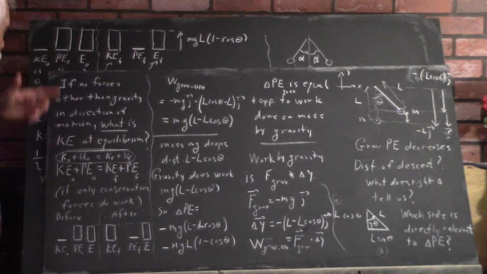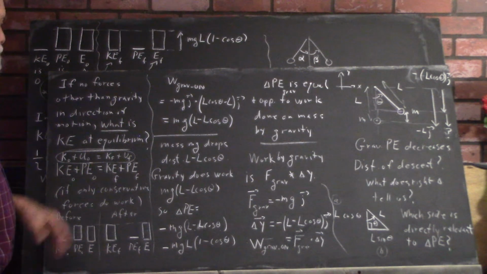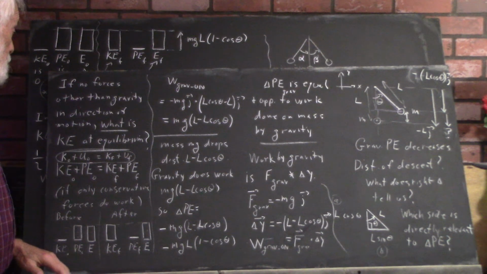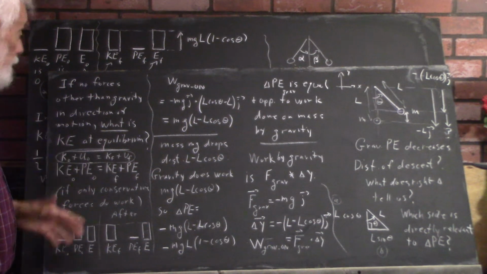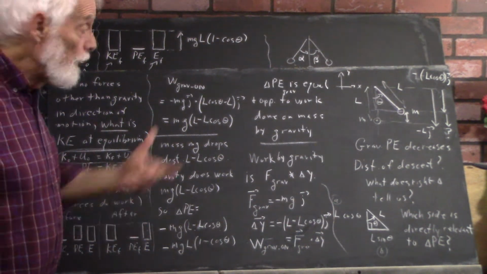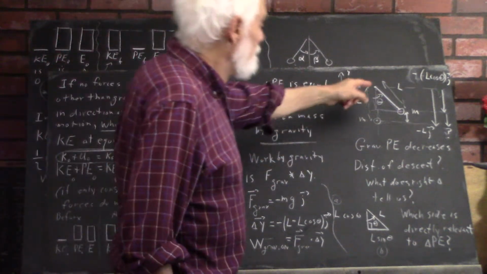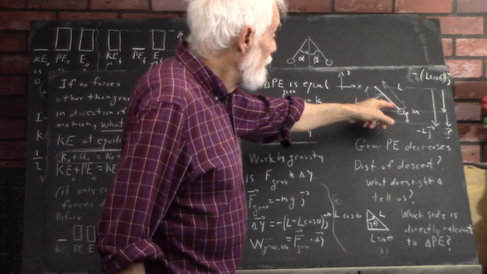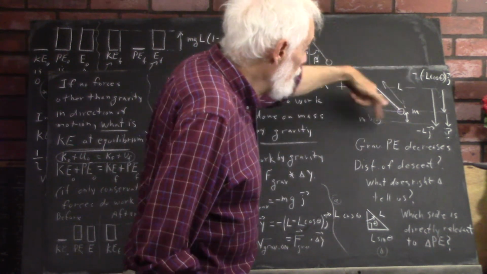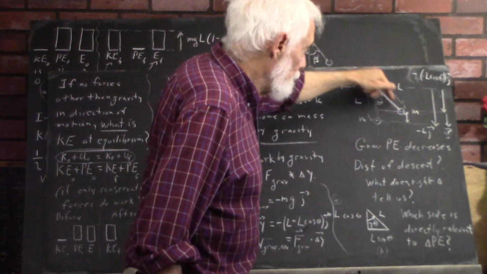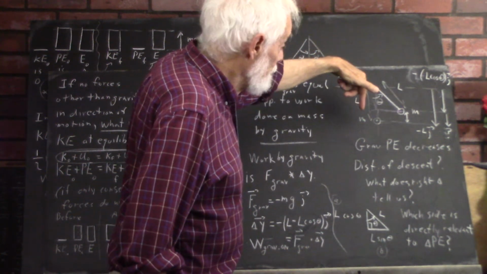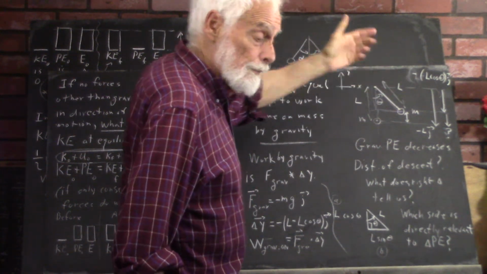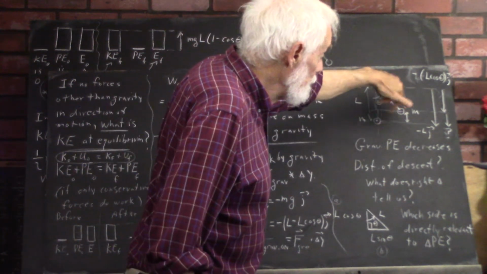Now, if no forces other than gravity act in the direction of motion, we pose the question, what is the kinetic energy at equilibrium? Well, there are forces other than gravity. The other force is basically the tension in this string or rod, but this rod is perpendicular to the circular path, because this rod forms a radial line on the circle, so it's perpendicular to the path that this thing follows at every point, so it does no work. There's no component of the tension force in the direction of motion.